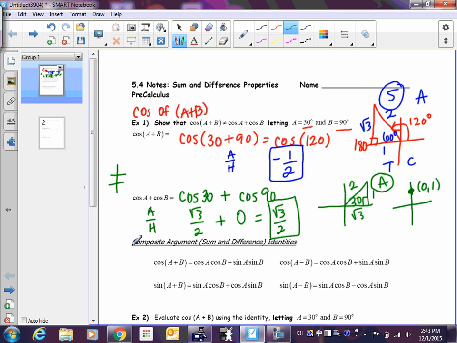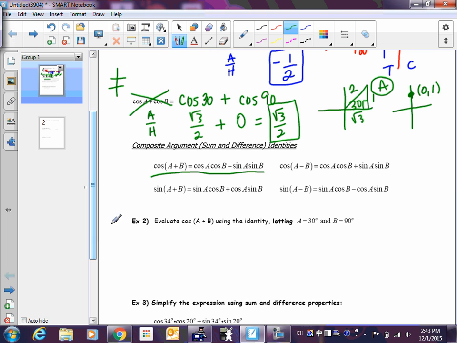So all of this to say, when you see cosine of a plus b, it is not cosine of a plus cosine of b. We have to use actually a much longer formula. It's going to be a little bit more difficult.